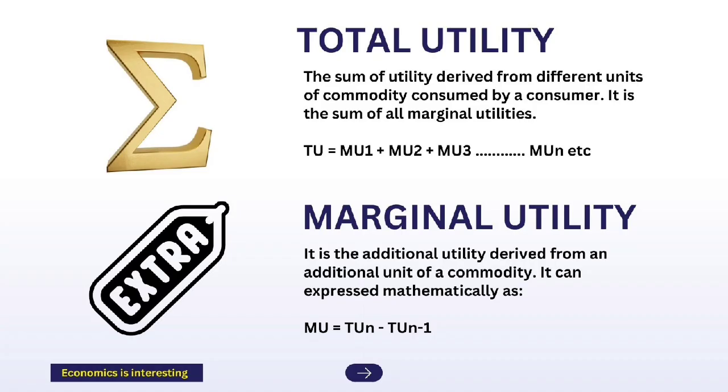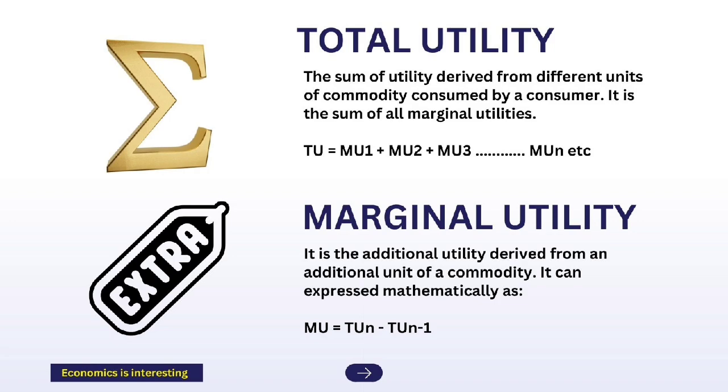Total utility. Total utility means the total satisfaction a consumer gets from all the units consumed. In simple words, it is the sum of satisfaction from each unit. Now, if you want to understand this mathematically, then total utility is equal to marginal utility of first commodity plus marginal utility of second commodity plus marginal utility of third commodity.